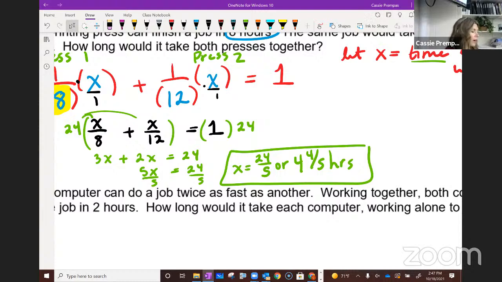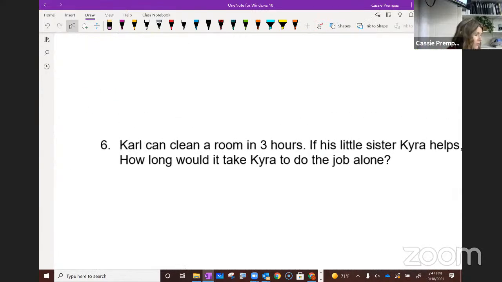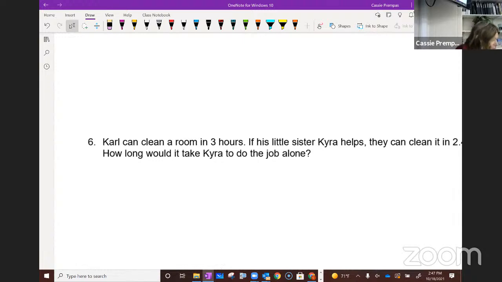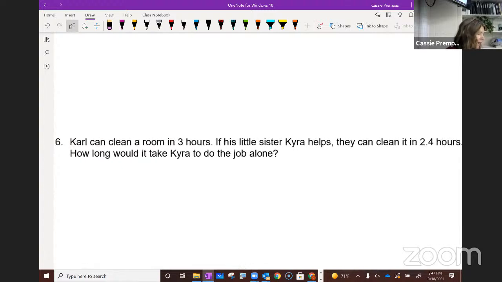Alright. So I want you guys to skip number 5 for right now, and let's go to number 6. Number 6 says Carl can clean a room in 3 hours. If his little sister Kira helps, they can clean it together in 2.4 hours. How long would it take Kira to do the job alone? So I'm going to start this with you. Let's go to the end of the problem.